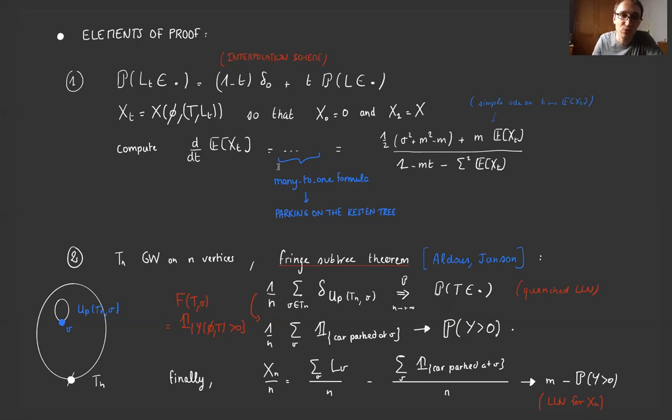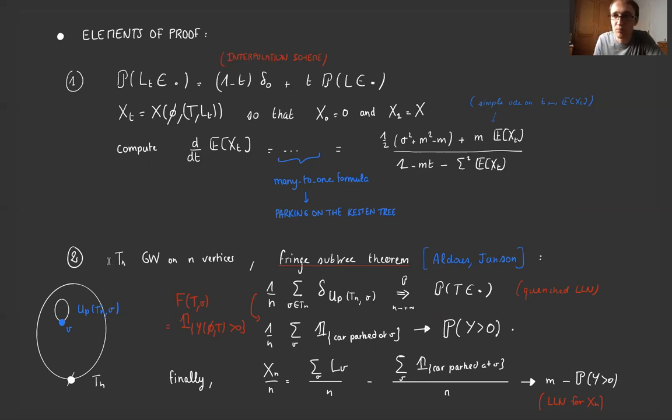We are able to compute the differential of the expectation of xt with respect to t and find, using the many-to-one formula, a simple expression in terms of the expectation of xt only, an ODE that we are able to solve to give back the conjecture. When using the many-to-one formula, the spine, we end up doing parking on the Kesten tree and the apparition of this strange quantity that we just explained a moment ago.